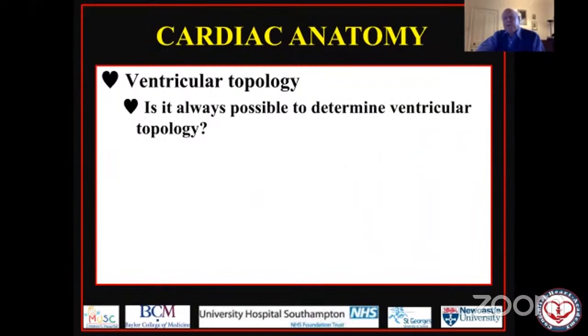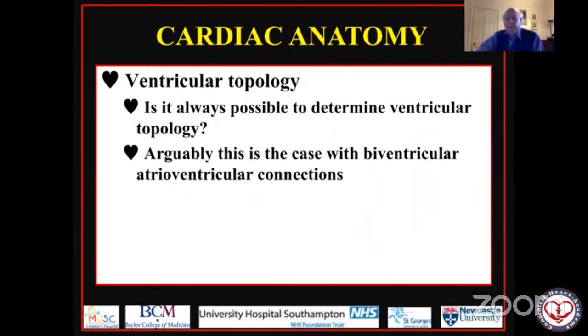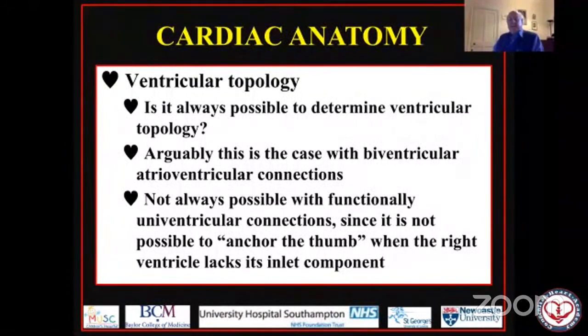Is it always possible to determine ventricular topology? I think that is always the case when we have biventricular atrioventricular connections. I think it is now possible to do that simply by taking note of the topological arrangement of the ventricular inlets. But that means both ventricles must have their inlet. So I'm not sure that it is always possible to determine topology when there is a functionally univentricular connection and the ventricle that is dominant is the morphologically left ventricle.